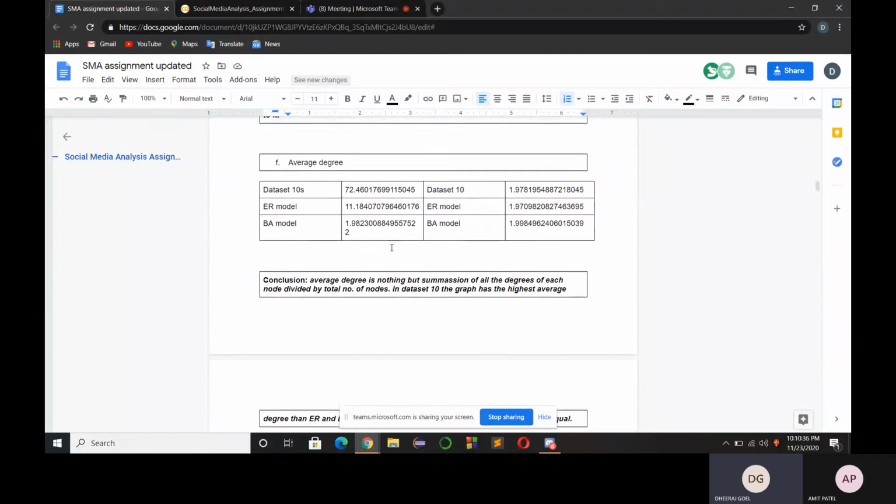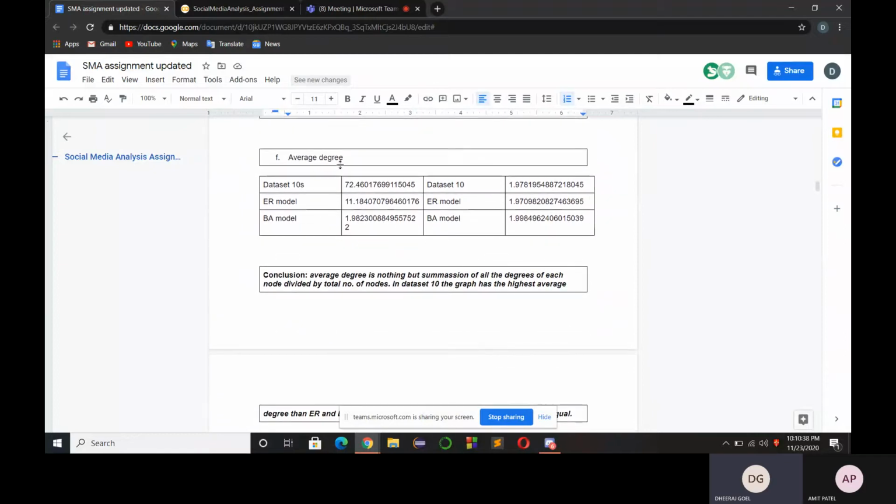After the maximum degree, we find the average degree. Average degree is nothing but the summation of the degrees of each node divided by the total number of nodes in the data set. In the data set 10s, the data set has the highest average degree, and the BA model has the least one, as you can see in the numerical values. Through the numerical values, you can compare it yourself.